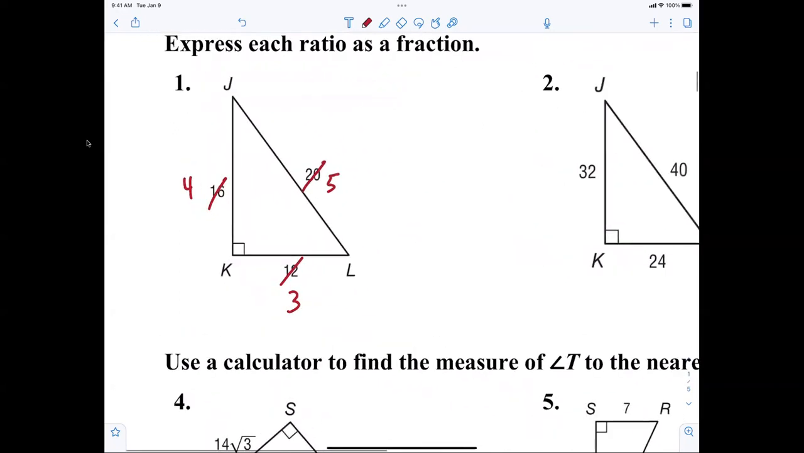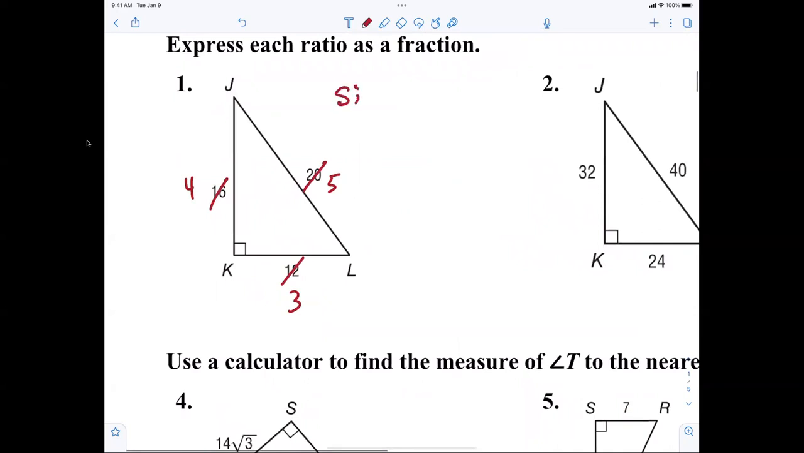So now I want the sine of J. What's the sine of J? 3 over 5. You are amazing. Listen to me. This has nothing to do with how good you are at math. Nothing. If you know this, then this trig section is easy.